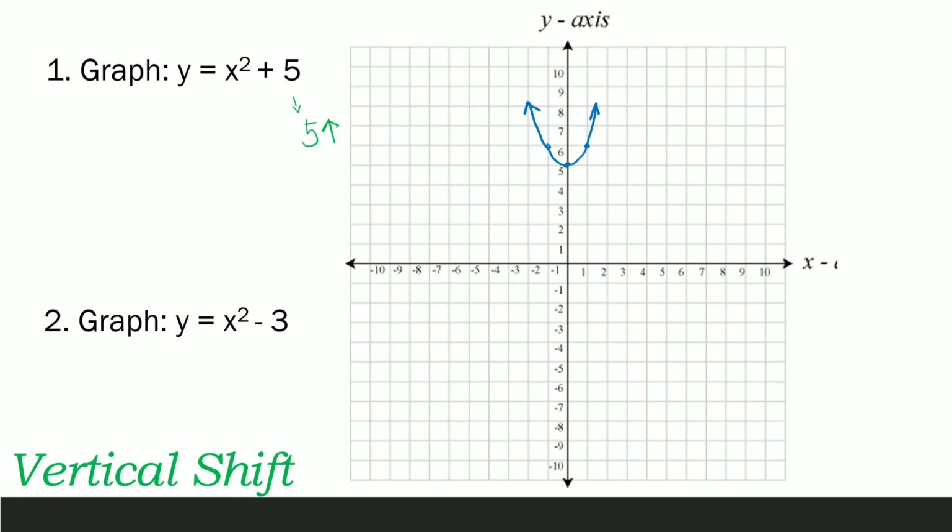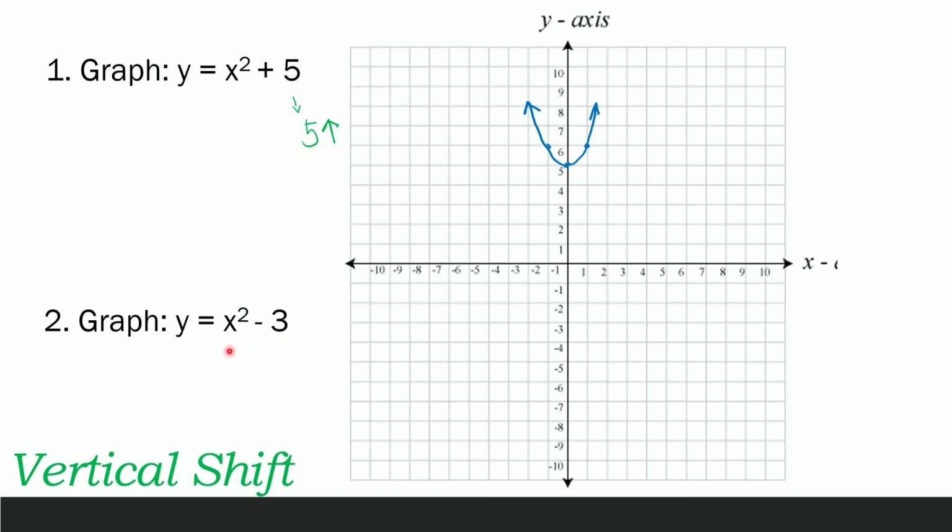Para mapakita lang sa inyo yung vertical shift. So, y equals x squared plus 5. Yung alam natin na y equals x squared na nasa origin, nandito siya dapat, nadagdagan ng 5 units yung vertex. Umakyat 5 units. Now, how about y equals x squared minus 3?